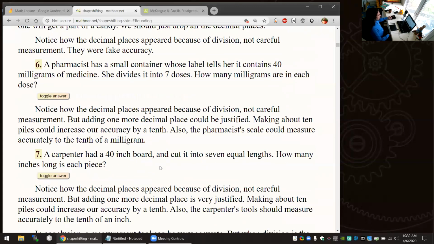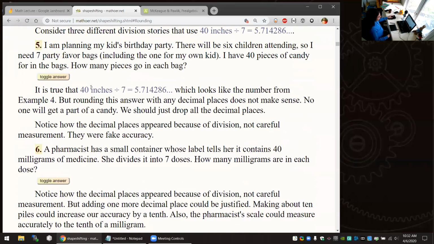A situation with slightly more accuracy is there's a pharmacist. The label says 40 milligrams. And they aren't sure exactly how accurate that is. Is it 35.5 rounded up? Is it 40 measured very carefully? Who knows? She's going to divide that into 7 doses for a weekly amount. How many milligrams are in each dose? So here again, we could do 40 divided by 7 and get a long decimal. How much accuracy do you think we should use in our answer? Somebody call something out.